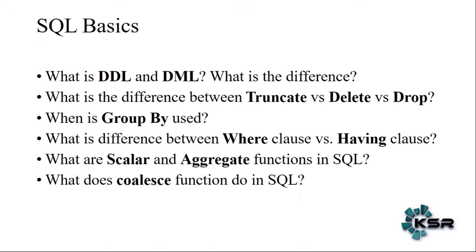Now coming to drop, the entire table along with the structure is dropped. You can never get it back because it is also a DDL. Once you drop it, it's gone. In fact, if you drop it, the table structure is also gone. That was not the case with truncate.